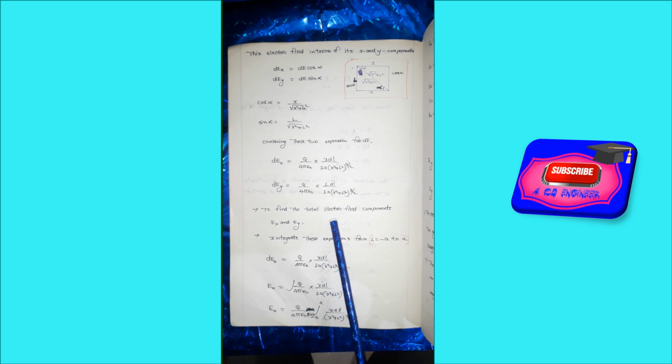To find the total electric field components Ex and Ey, integrate these expressions from l is equal to minus a to a. In the x direction, Ex is equal to the integral of q by 4 pi epsilon naught into x dl by 2a into x square plus l square whole power 3 by 2. Now integrating this value, Ex is equal to q by 4 pi epsilon naught, integrating from minus a to a, x dl by x square plus l square whole power 3 by 2.